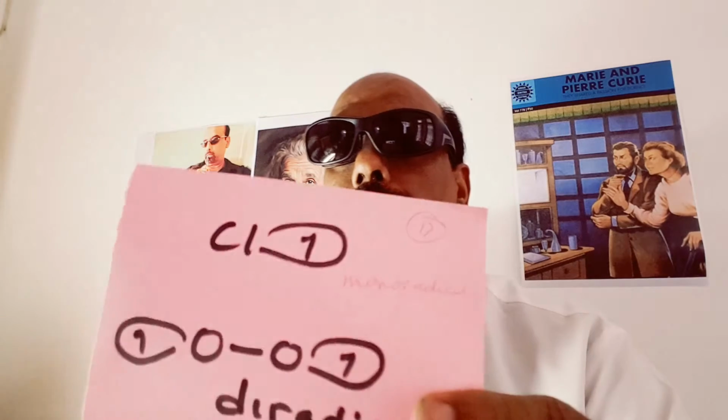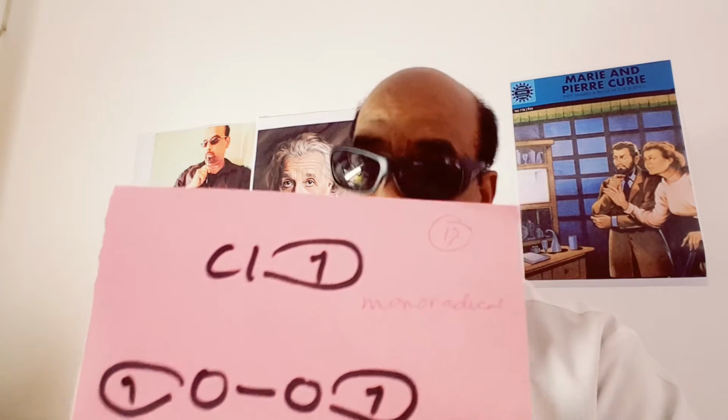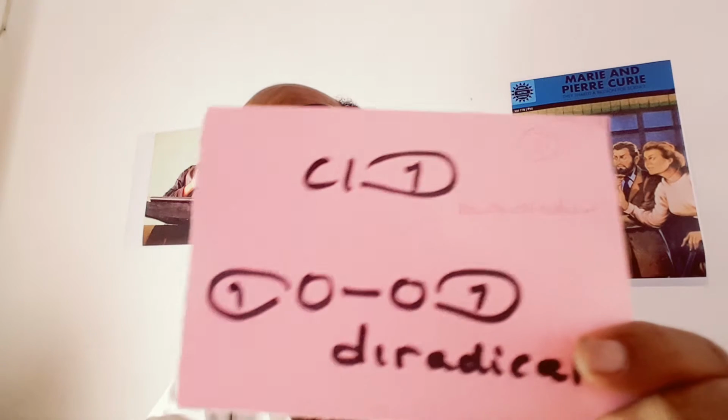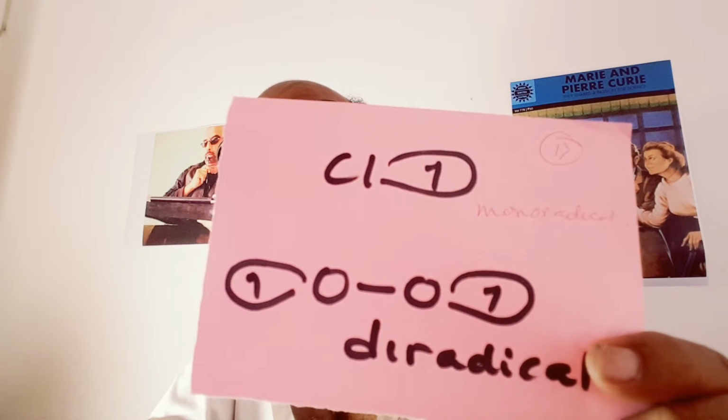An example of a radical or monoradical is Cl dot. An example of a diradical is O2 dot, the oxygen diradical. The two oxygen atoms each have an unpaired electron.